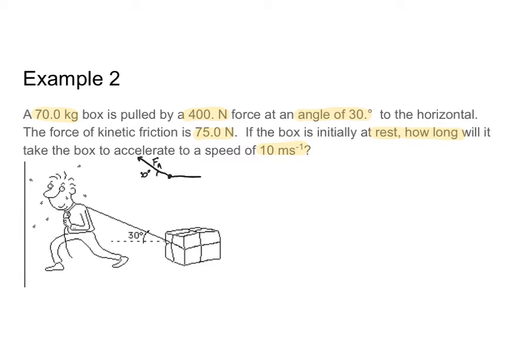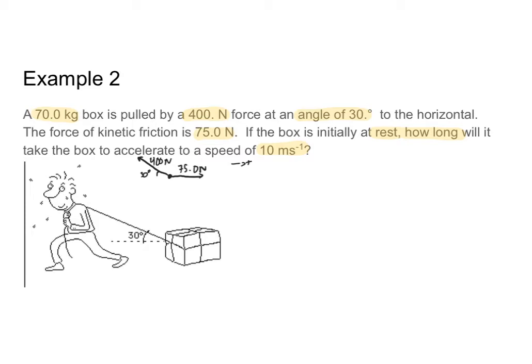And directly in the opposite direction is going to be my frictional force of 75.0 newtons. And in fact, I can also go ahead and label the value of this force as being 400 newtons. So my next step is, because I only care about that x direction, I'm going to say this is positive, by the way, guys. I only want the x component of my applied force.